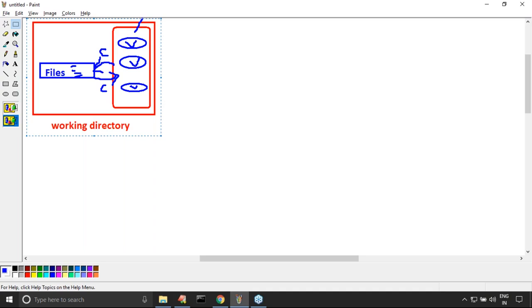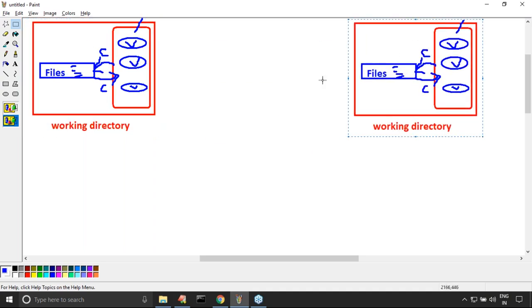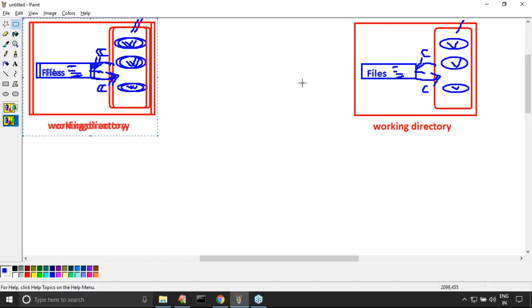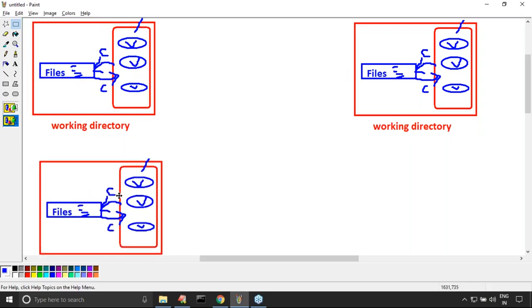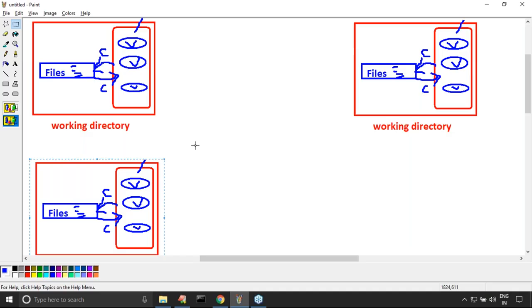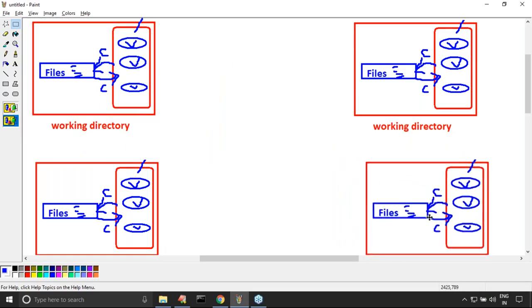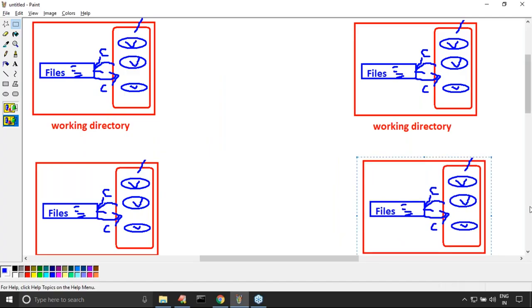Now this is the working directory. Let me take this is developer 2. Next, let me take this is developer 3. And after that, this is developer 4. Like there are 4 developers working, sir. Every developer has his own local copy.